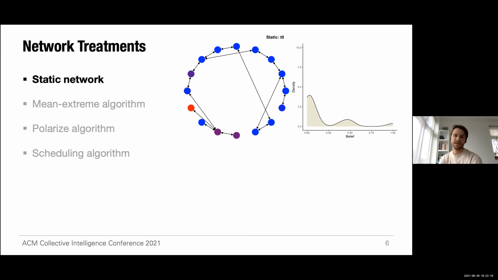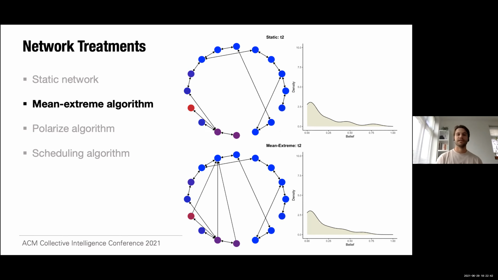So in this plot here, you can see a simulated example of this, where nodes are colored by their belief, or in the case of our experiment, their prediction, with bright red being 100% and bright blue being 0%. And then on the right side, you can see how the distribution of beliefs or predictions changes over the course of communication.